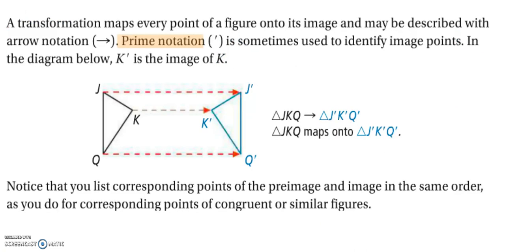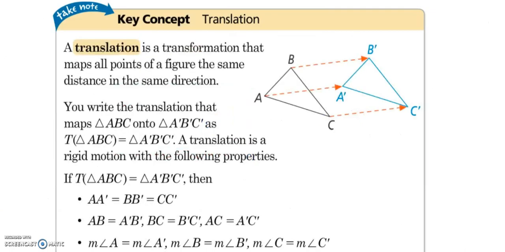So when you transform a figure, or move a figure, or flip a figure, there's arrow notation. And prime notation, used with a little apostrophe, is sometimes used to identify image points. So if I were to take triangle JKQ and translate it, or do any sort of transformation, the new triangle would be called J prime, K prime, Q prime, and those apostrophes are pronounced "prime." Notice that you list the corresponding points of the preimages and images in the same order as you do for the corresponding points of congruent or similar figures.